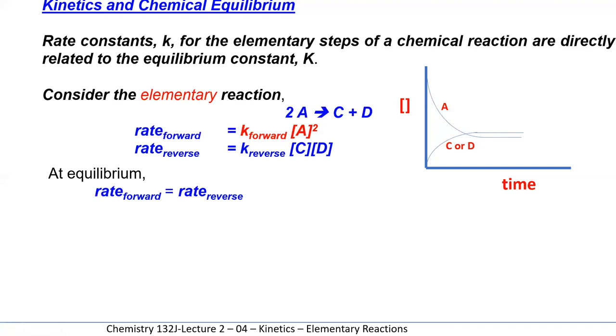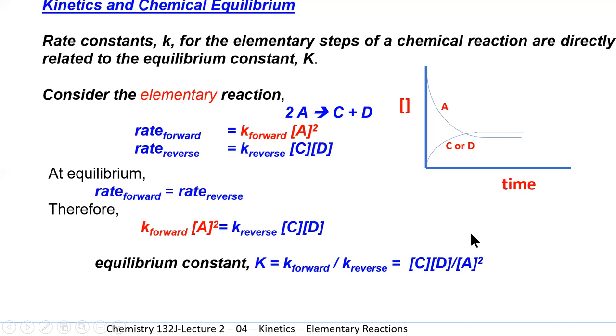So the rate of the forward reaction and the rate of the reverse reaction are equal. So when that happens, K forward times concentration A2 must equal K reverse times concentration C times D. That happens in this part of this curve. So it would start maybe around here at that time.